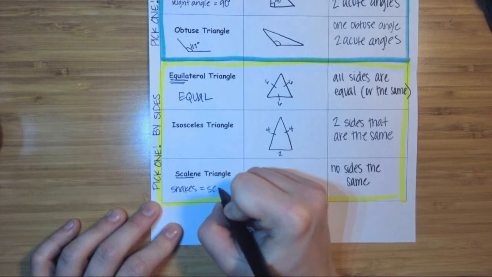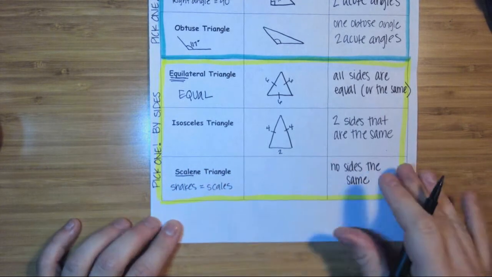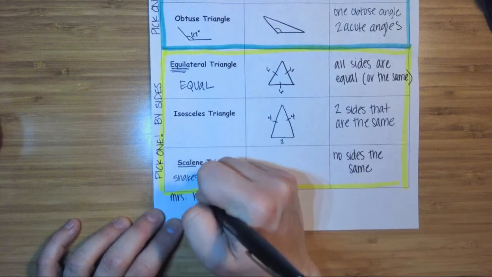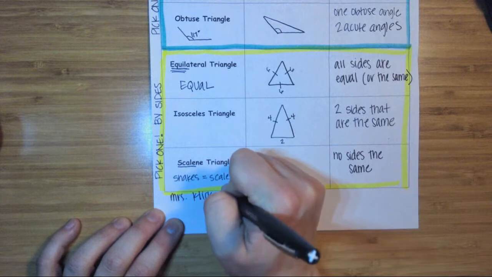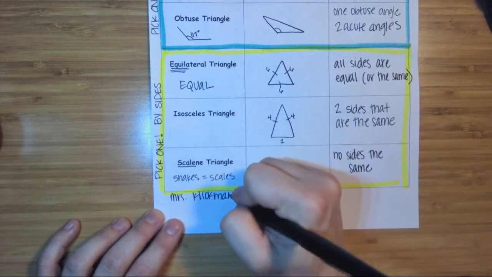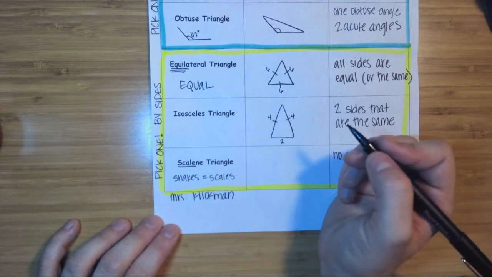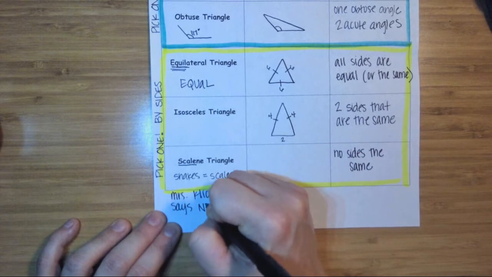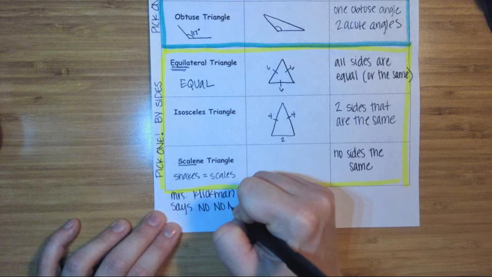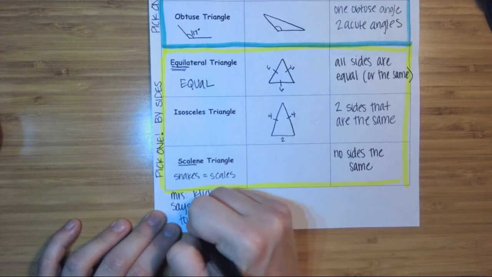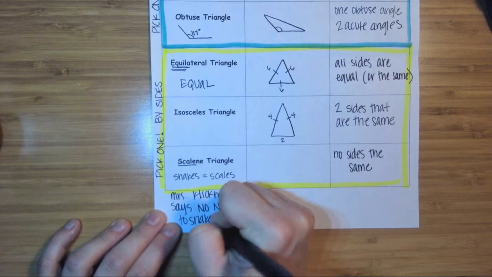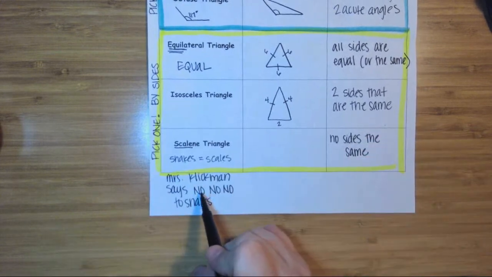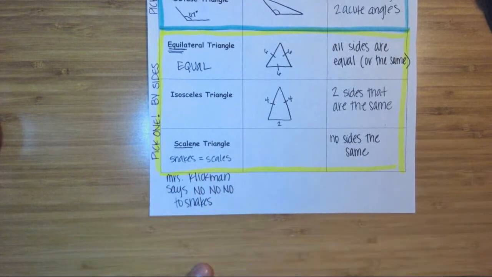And little known fact about Miss Clickman is Miss Clickman hates snakes. I hate them. I do not like them at all. So Miss Clickman says no, no, no to snakes. If you bring a snake near me, that's what you're going to hear coming out of my mouth. No, no, no, no, no.